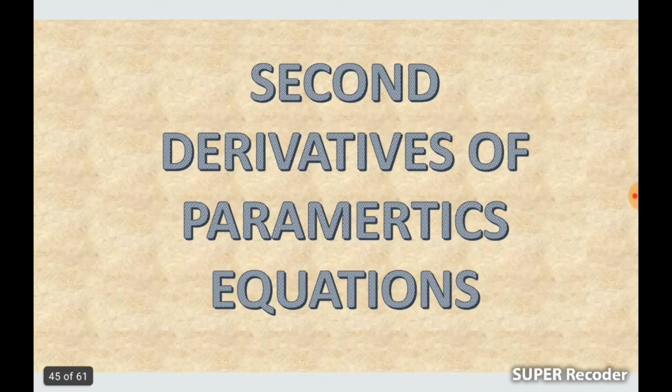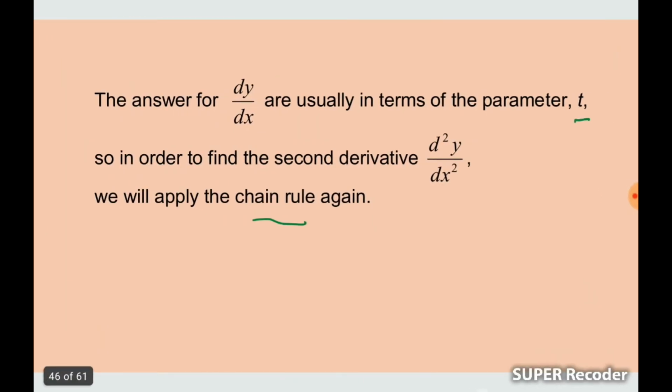Second derivative of parametric equations. The answer for dy/dx is usually in terms of the parameter t. So in order to find the second derivative, that is d squared y over dx squared, we will apply the chain rule again.